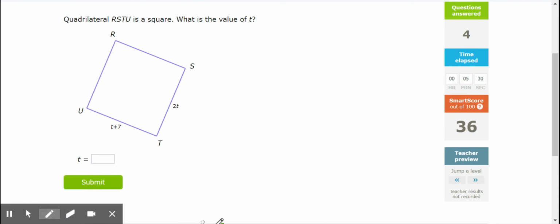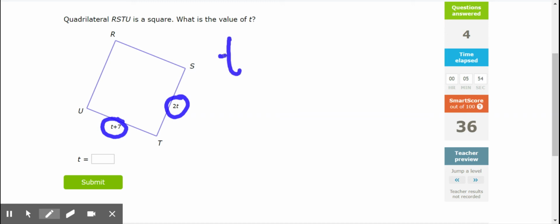So it says this quadrilateral is a square. So I need to think about square rules. And it wants to know the value of t. It gives me this side and this side that they have labeled with little expressions. We know that all sides of a square are equal. So to set up this equation, I can just put these two sides equal to each other.